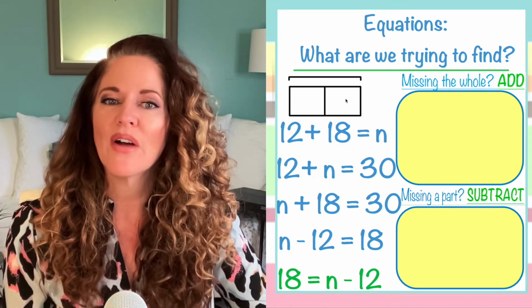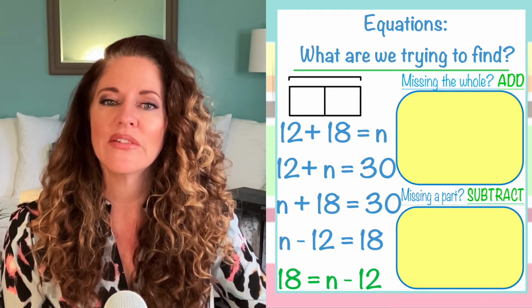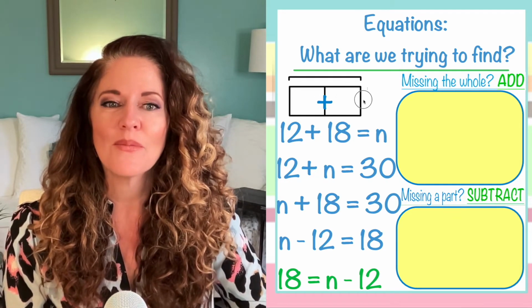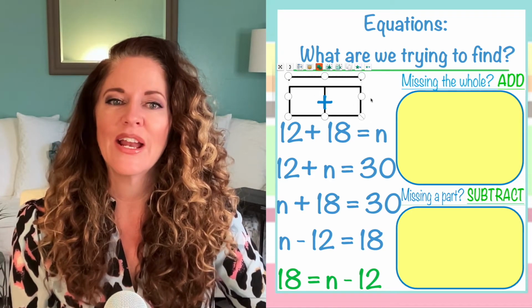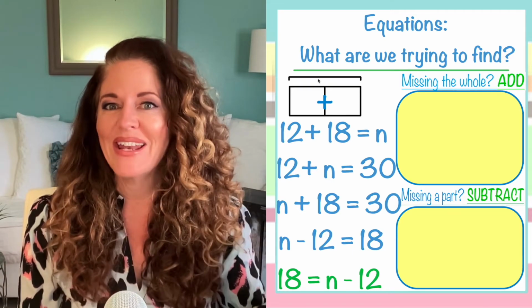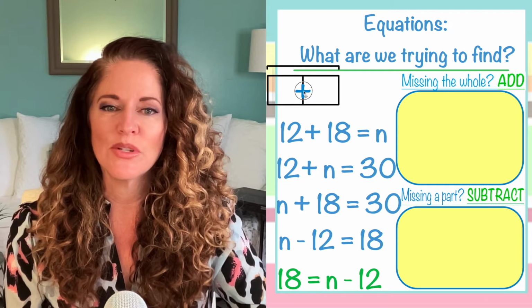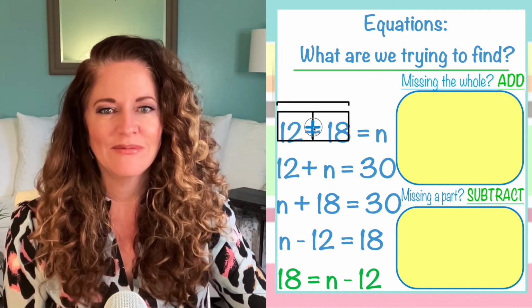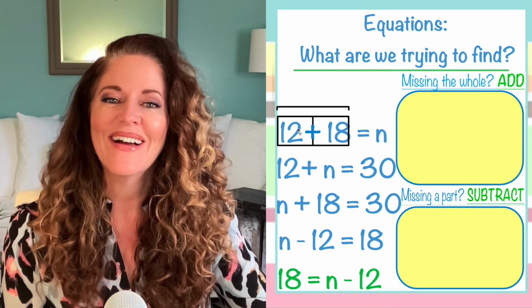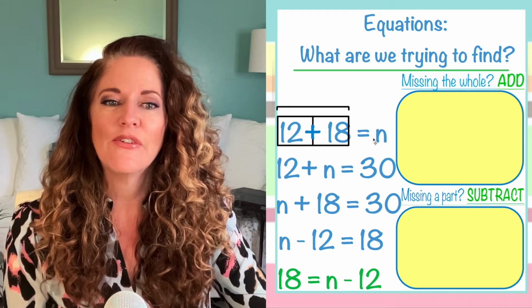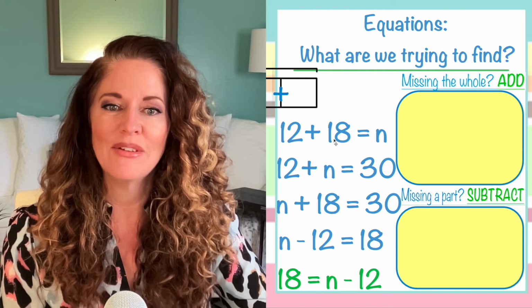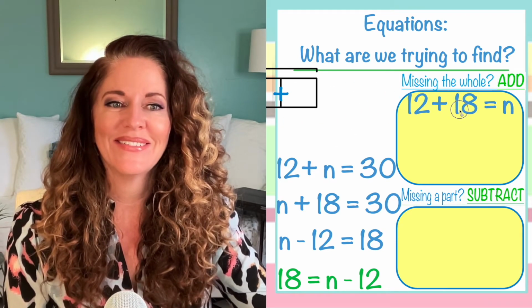Remember how we talked about when we've got two parts, this line helps us know that we need to put those parts together or add, right? So I'm going to go ahead and lump all this together and I'm going to show you how I can use this part whole model to help me figure out if I'm going to be adding or subtracting. So let's look at this first one, 12 plus 18. It's a pretty easy one. I know my two parts. I can see them right there. So I need to put them together to find my unknown, my n. So to solve this equation, I would need to add, right?